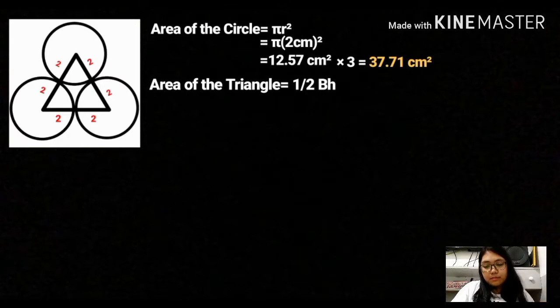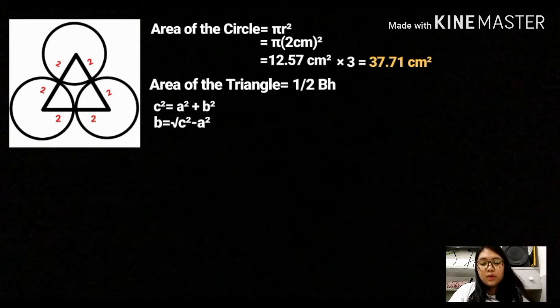And since our base is already given, we just have to find the height of the triangle. So in solving for the height of the triangle, we'll have to use the Pythagorean formula, which is c squared is equal to a squared plus b squared. But since we're looking for the other leg, we'll use the formula b is equal to the square root of c squared minus a squared, and then substitute the values.